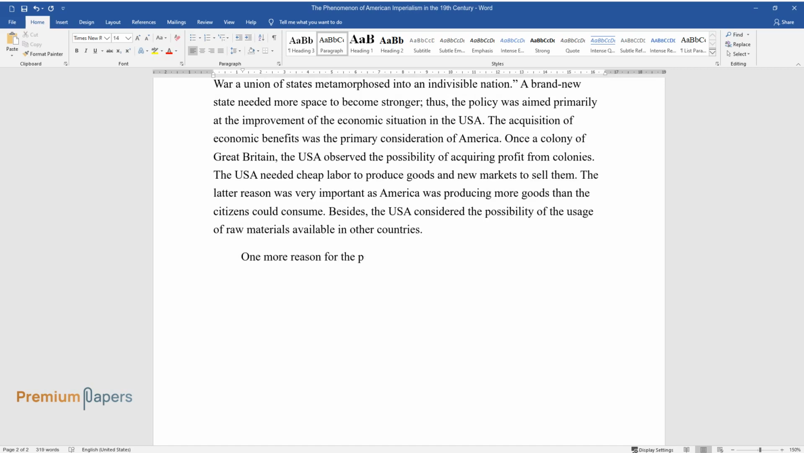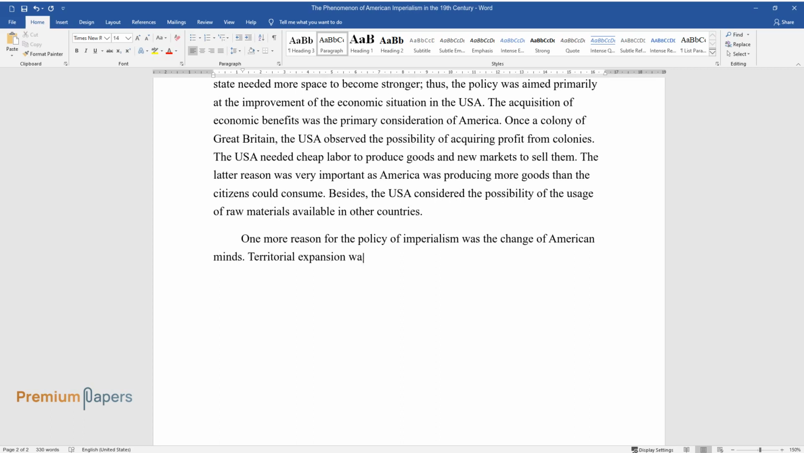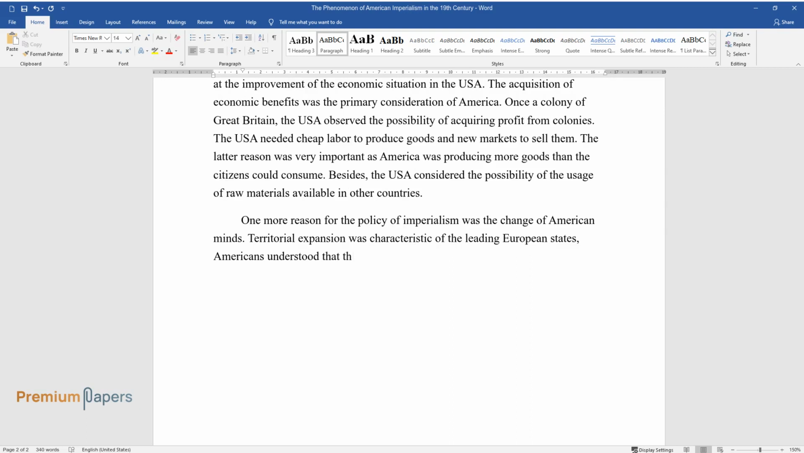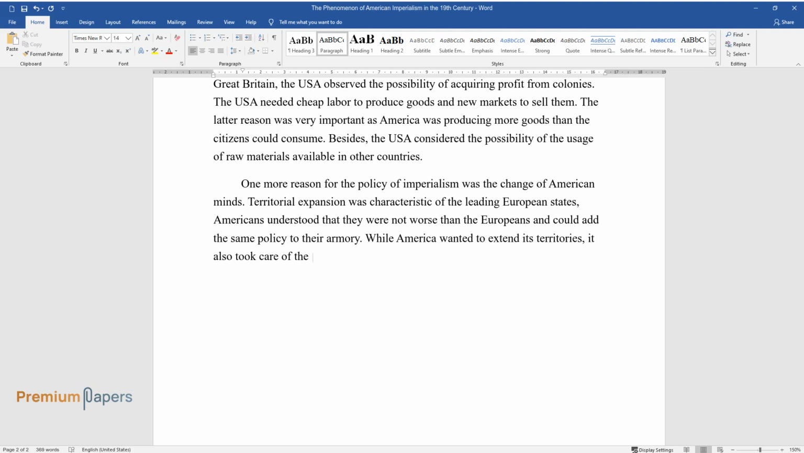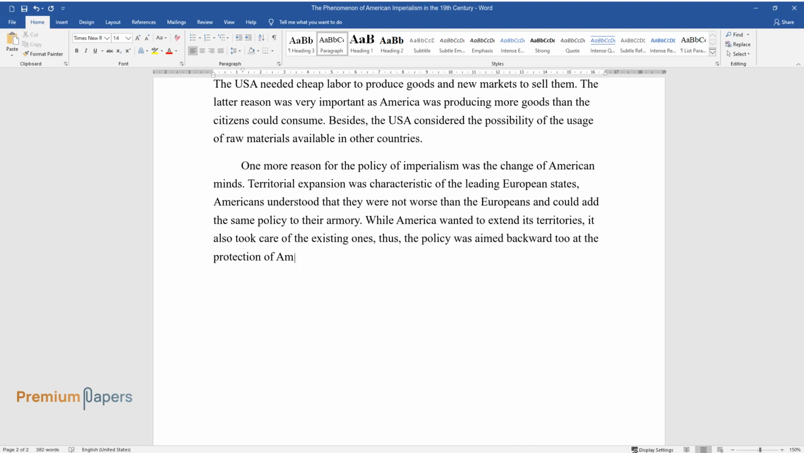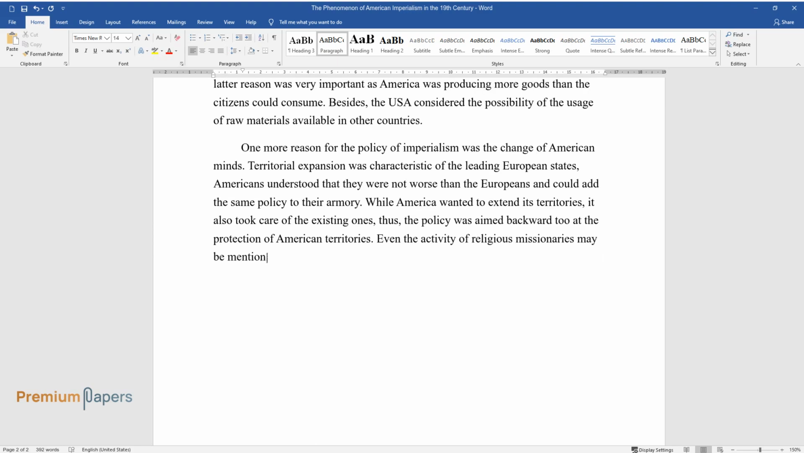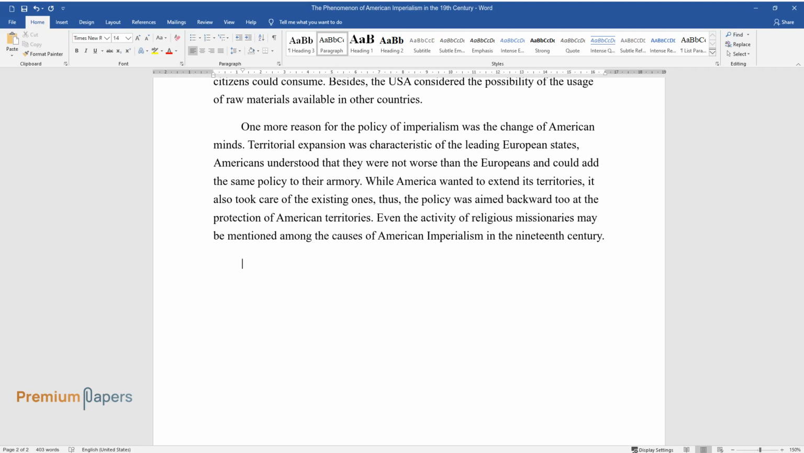One more reason for the policy of imperialism was the change of American minds. Territorial expansion was characteristic of the leading European states. Americans understood that they were not worse than the Europeans and could add the same policy to their armory. While America wanted to extend its territories, it also took care of the existing ones. Thus, the policy was aimed backward too, at the protection of American territories. Even the activity of religious missionaries may be mentioned among the causes of American imperialism in the 19th century.